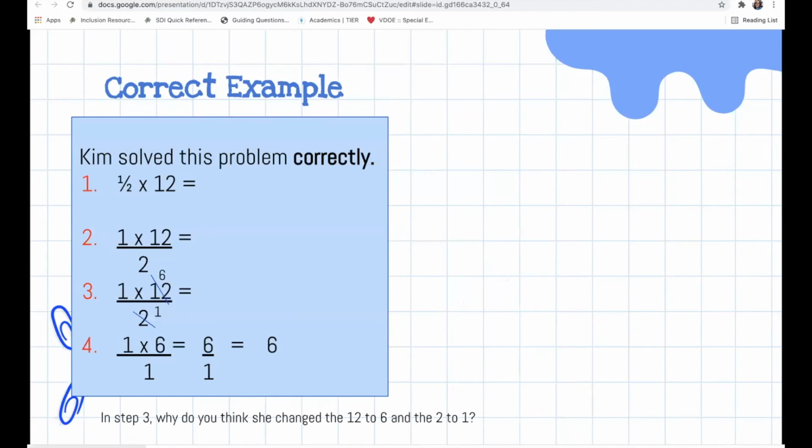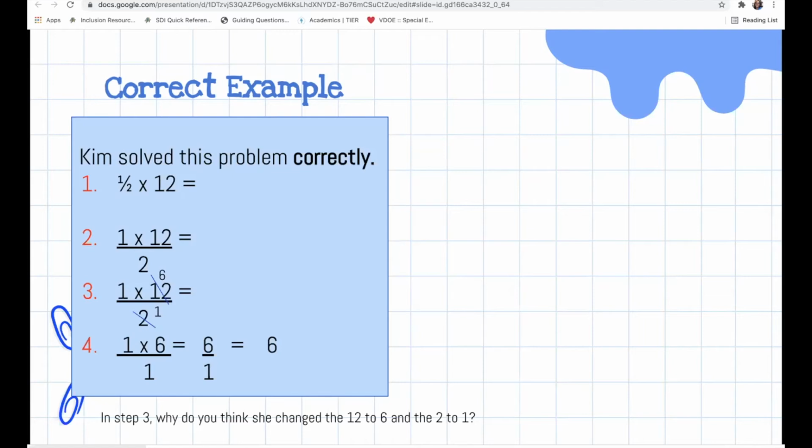Now, a correct example is this right here. I've provided this to the student. We've looked at it. We've talked through it. Half of 12. And we talked through that. Now, what do you need to do to set up this problem? And we talk to our students.